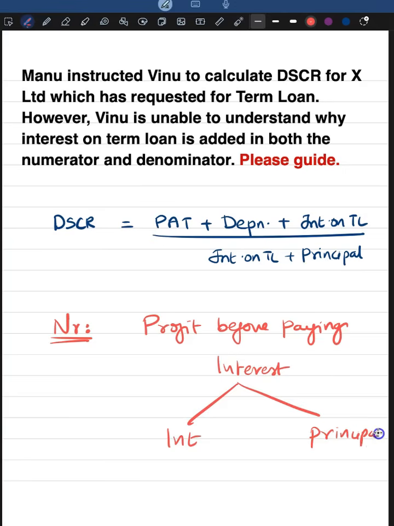So if you simply consider profit after tax, then that cannot be considered as the source for repayment of interest and principal. It may be a source for repayment of principal, but not for interest, because this profit itself is arrived after subtracting interest on term loan. So that is the reason we add back interest on term loan.